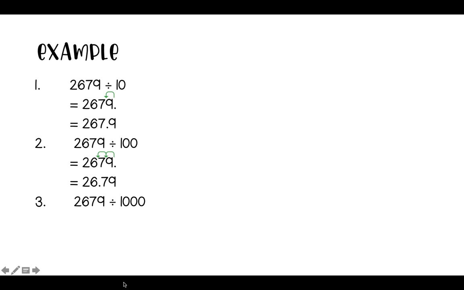Now, 2,679 divided by 1,000. I want you to pause this, go and do the question, and then come back. So what you should have is, again, our decimal point at the end. 1, 2, 3 places to the left, and we end up with 2.679.